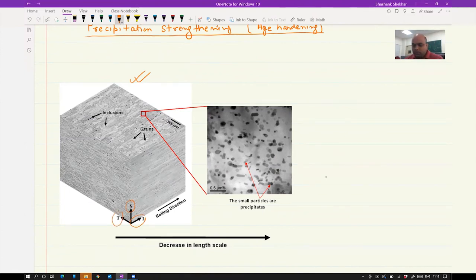You are not required to go through the details, but let me tell you. Since this has been rolled, the L direction is called the longitudinal direction, and T is called the transverse direction. If you have this rolled plate, then along the vertical direction, along the thickness, this is S, which we call short transverse. The direction along which it has been rolled, we call the longitudinal direction, L. And then this direction will be called the transverse direction. This is the typical microstructure, and here I am showing an aluminum 7075 alloy. The 7 series is one of the series of aluminum alloys.